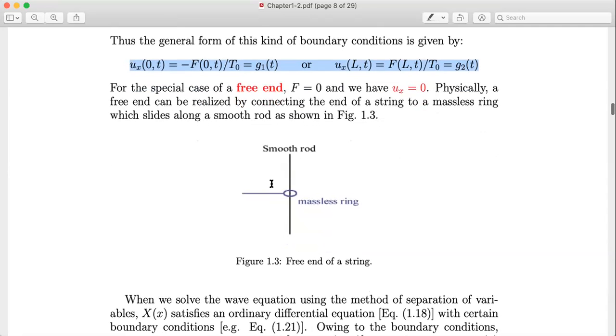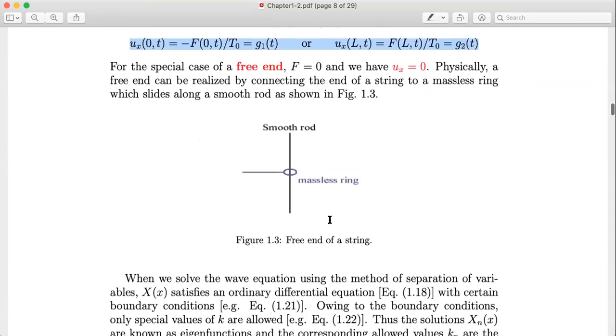One way to realize this is to tie your endpoint of the string to a ring, and the ring is very light, almost massless. You can ignore the mass, and then it's free to move up. And you also have a smooth rod, so there's no friction, no force in the vertical direction. At least we worry about the vertical direction. Obviously, you want to make sure that it is fixed there, so there will be some horizontal force. So at the endpoint, there's no force acting on it in the vertical direction, in the y direction. And so it's free.